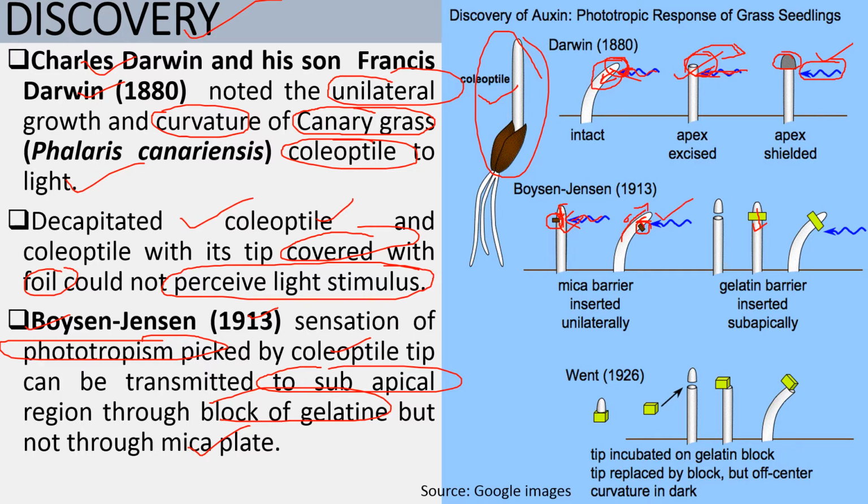Then in next step what they have done, they inserted gelatin block in the excised portion between coleoptile and the rest of the seedling. और उन्होंने ऑब्जर्व किया कि जो टिप थी कोलियोप्टाइल की, वहाँ से जो ऑक्सिन है that is diffused into the sub apical region, और ये शो करता है कर्वेचर when it receives the light stimulus. So this auxin can diffuse through this gelatin block.